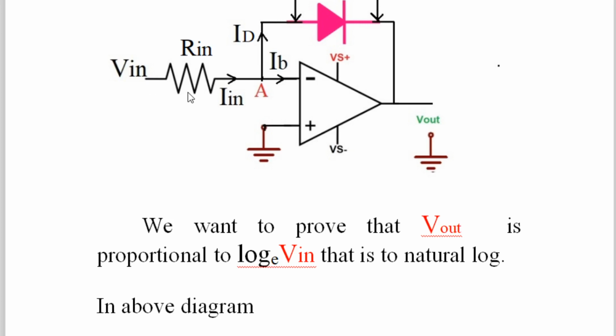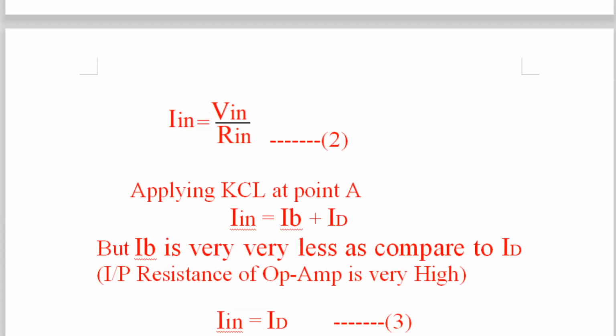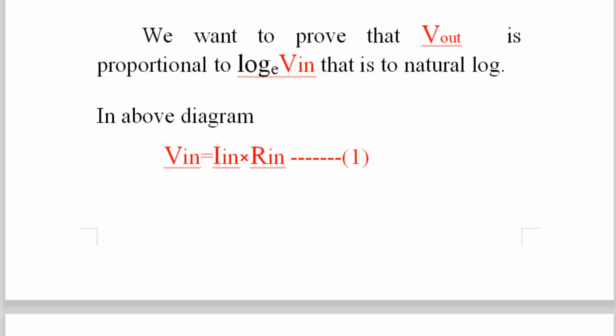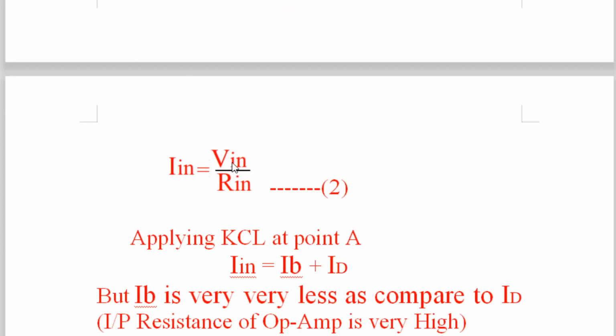When you apply Vin, Iin flows and comes to point A. Now when it comes to that point, very little goes to the base current, and the maximum gets diverted to the diode. Therefore here you can apply Kirchhoff's current law, KCL, and you can write the equation. This is a rearrangement of the equation, and therefore Iin is equal to Vin divided by Rin.